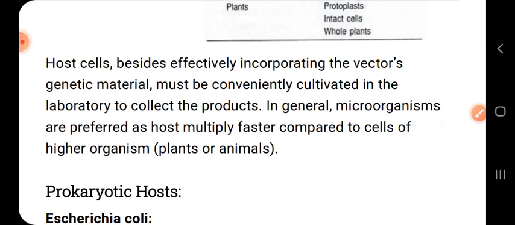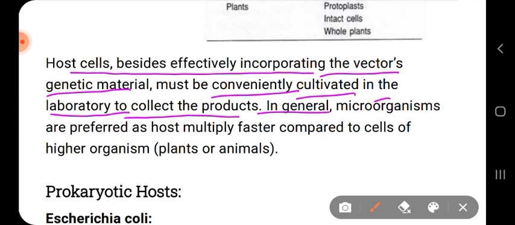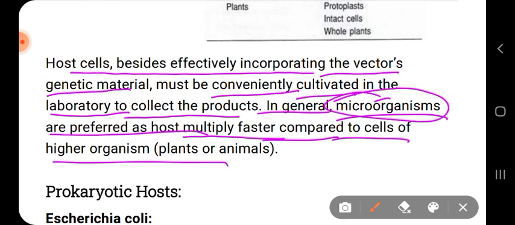Now, host cells, besides effectively incorporating the vector genetic material, must be conveniently cultivated in the laboratory to collect the products. Generally, microorganisms are preferred as hosts because they multiply faster compared to the cells of higher organisms, because their growth rate is very high. Very quickly they grow, very quickly they colonize, and thus our desired product can be achieved in a very short period of time. That's why microbes are used generally for the production of growth factors, growth hormones, insulin, antibodies, etc.